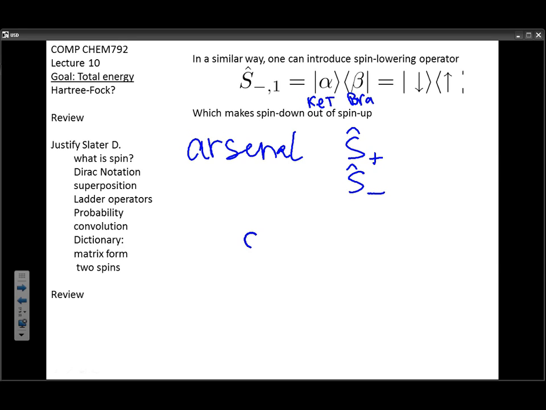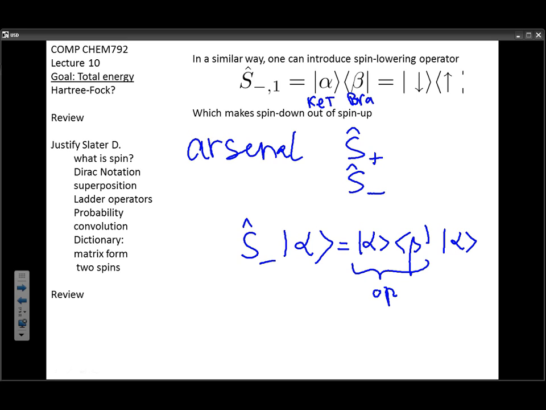So you apply, for example, S minus to state alpha. So you get alpha, beta, or operator. You apply it to alpha. So you repartition it as bra times ket. And you see that here the vectors are different. So you have beta times alpha. This is equal to 0. Therefore the answer here will be 0.